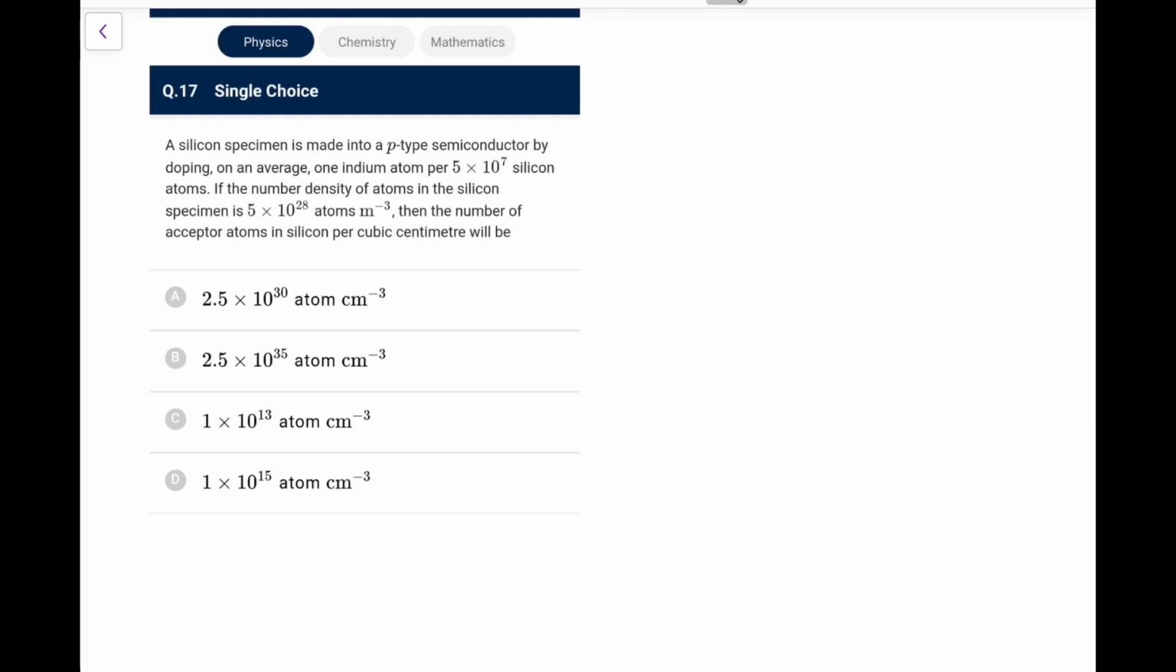Next, a silicon specimen is made into p-type by doping with 1 indium atom per 5 into 10 to the power 7 silicon atoms. If the number density is this, you can directly say that the number of holes would be approximately 5 into 10 to the power 28 per meter cube divided by 5 into 10 to the power 7. That is what we get, 10 to the power 21 per meter cube. That is the doping density.